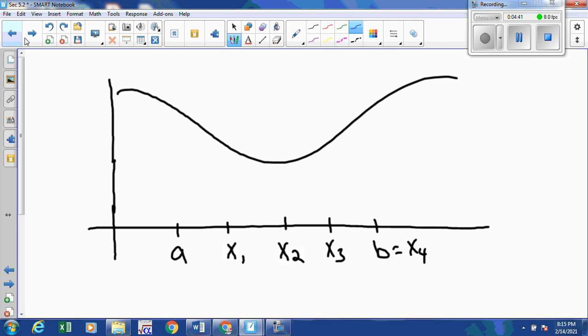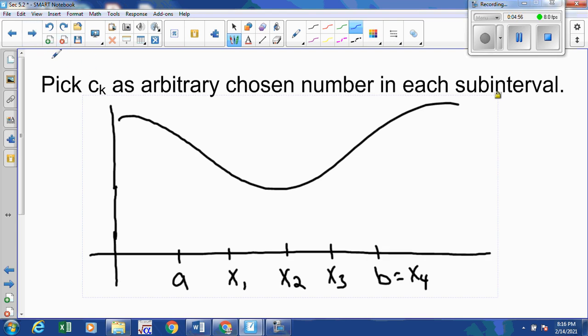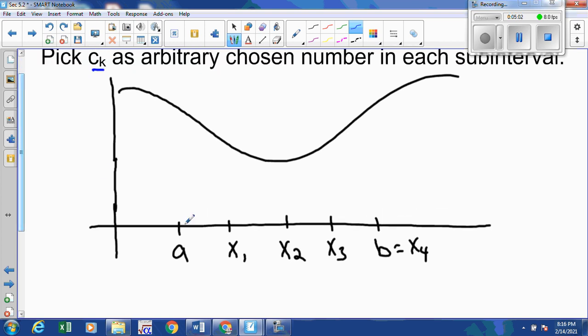Okay, so let's imagine we have this graph and we have this subinterval, x sub 0, x sub 1, x sub 2, x sub 3, x sub 4. Now, instead of just saying right, left, or midpoint, we want to look at something where we take an arbitrary c somewhere in that subinterval. So let's just say right here, c, and this one right here. So in every subinterval, we just pick some c.